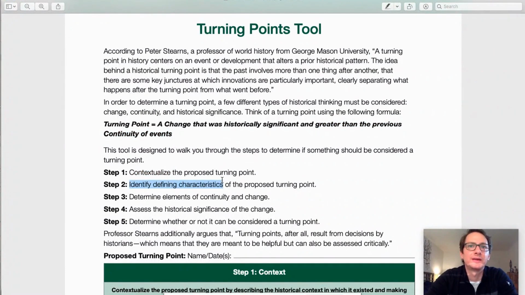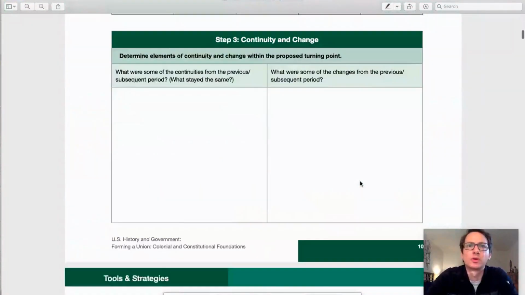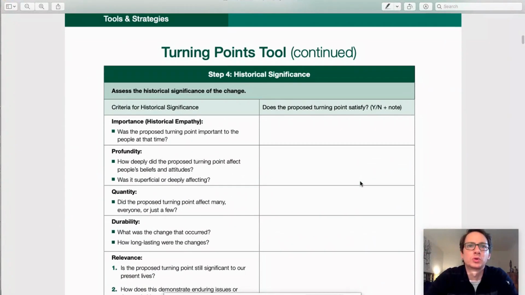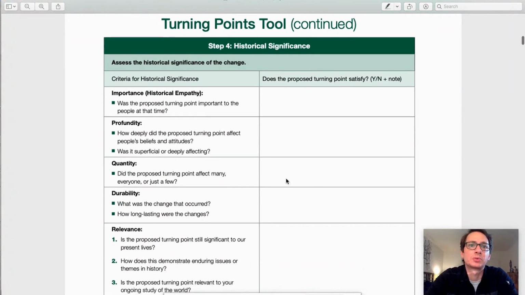Steps 1 through 3 were all about us establishing the historical context, identifying the defining characteristics of the proposed event, and determining various elements we should consider when thinking about continuity and change. Steps 4 and 5 are where we finally get to apply everything we've worked on and make our determination. The first thing we're going to do in step 4 is determine whether the event was historically significant. And to help us through this process are these guiding questions that I'm going to go through in more detail in just a few moments.